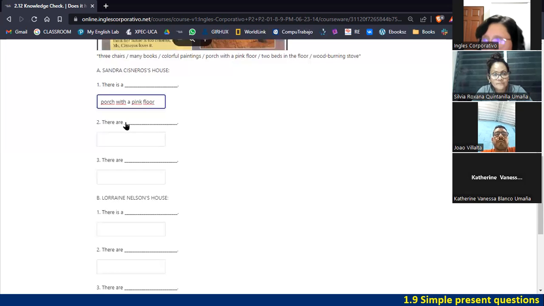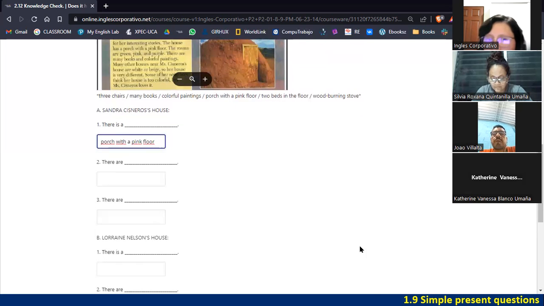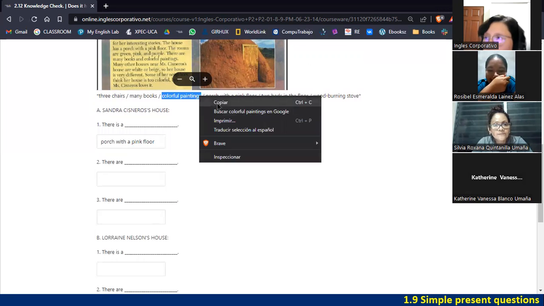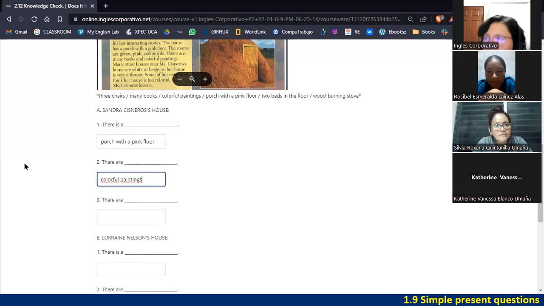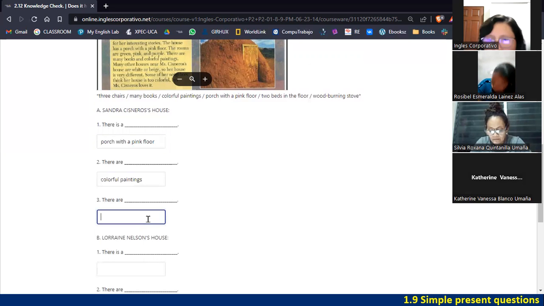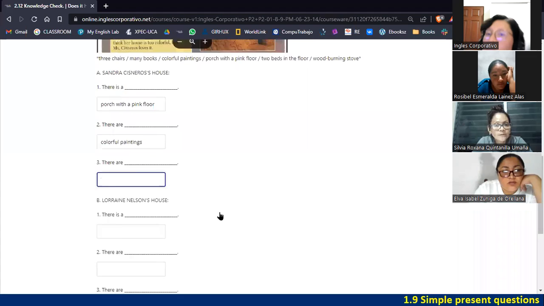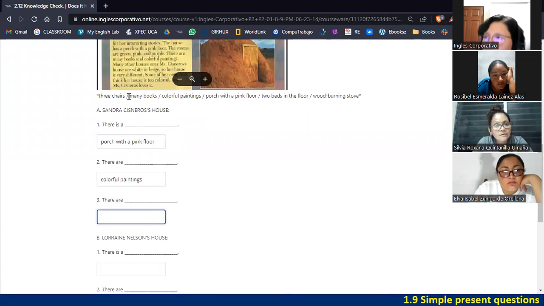Number two, there are. Con ver there are, me dice que es un plural. ¿Cuál sería? There are what? Colorful paintings. Okay, there are colorful paintings. I'm going to copy and I'm going to paste. Okay, very good. What about number three? There are what? Many books. Many books, exactly, right? So there are many books. I'm going to copy and paste. Okay, now we have Sandra Cisneros' house complete.